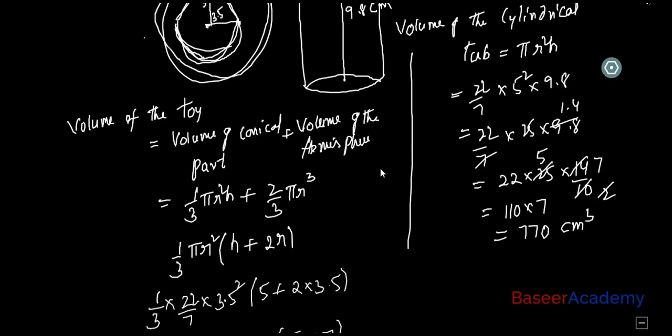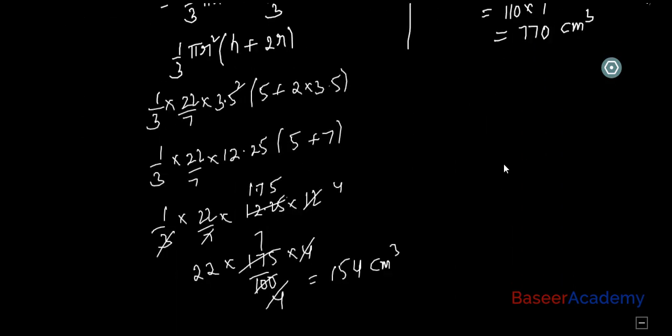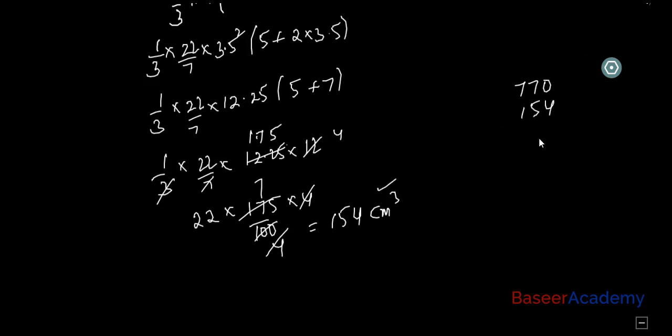centimeter cube. And after we immersed this solid in the cylindrical tub, water spilled out, and we have to find out how much water is remaining. How do we find out the remaining water? We have to subtract the volume of this solid from the volume of the cylindrical tub. The volume of the cylindrical tub is 770. From that I have to subtract the volume of the solid which was immersed in the cylindrical tub. So this gives me 616. So the volume of water that is left is 616 centimeter cube.